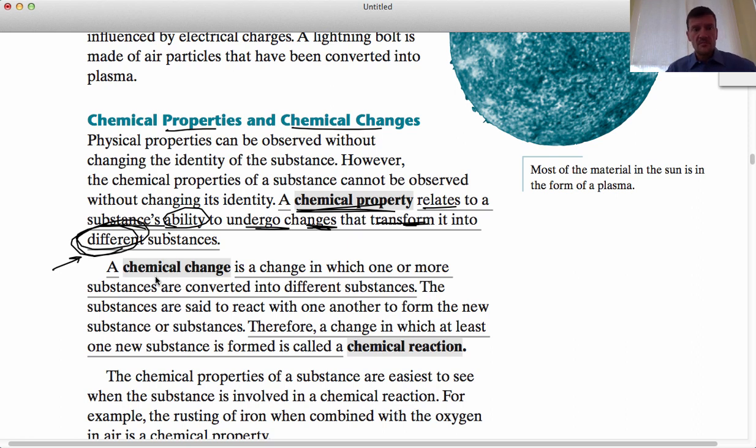Okay? So a chemical change is a change in which one or more substances are converted into something different, with different chemical properties as a result. A change in which at least one new substance is formed is called a chemical reaction. We're going to be spending a lot of time looking at chemical reactions. Those chemical reactions often result in forming something new because something's gone through a chemical change.